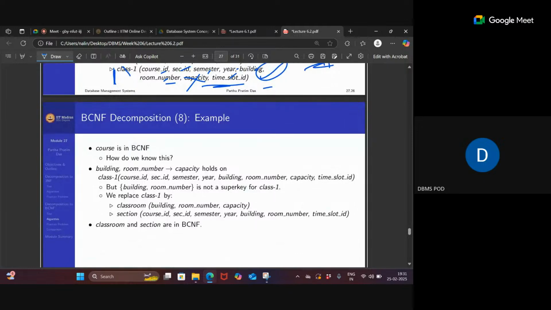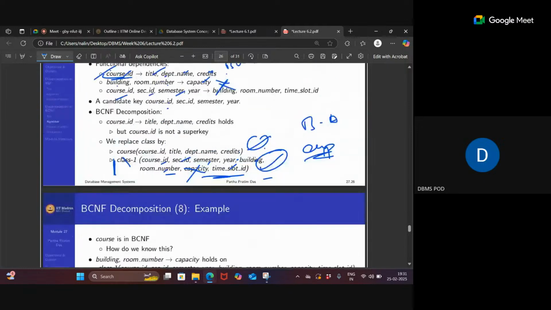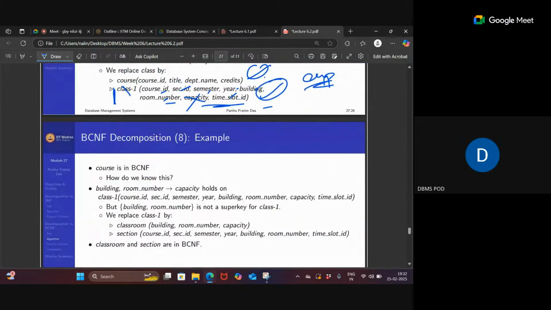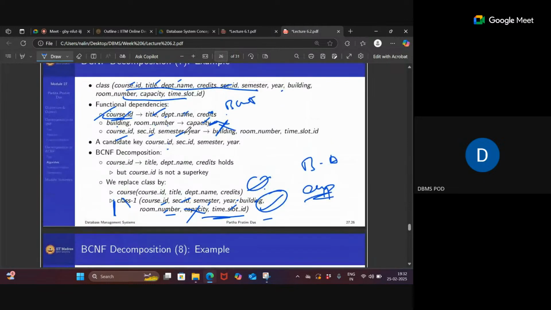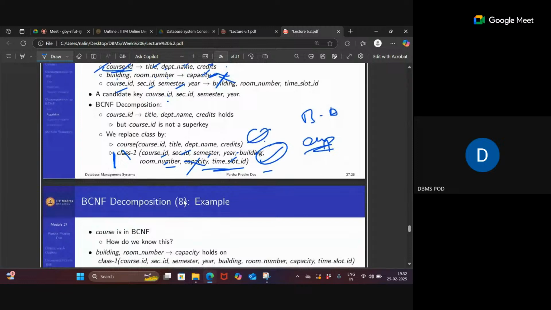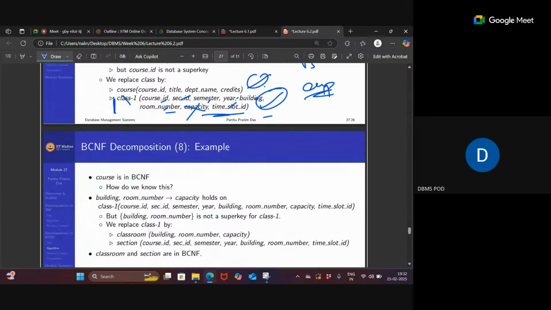So the decomposition will have building, room number, capacity as one table, and the other table will be course ID, section ID, semester, year, building, room number, and time slot. We have just removed capacity. Now let us see whether the FDs are in BCNF or not. Building, room number determines capacity: this FD holds and is in BCNF, because in this relation the primary key is building, room number, and it is determining capacity. Alpha is a super key, so this is valid.